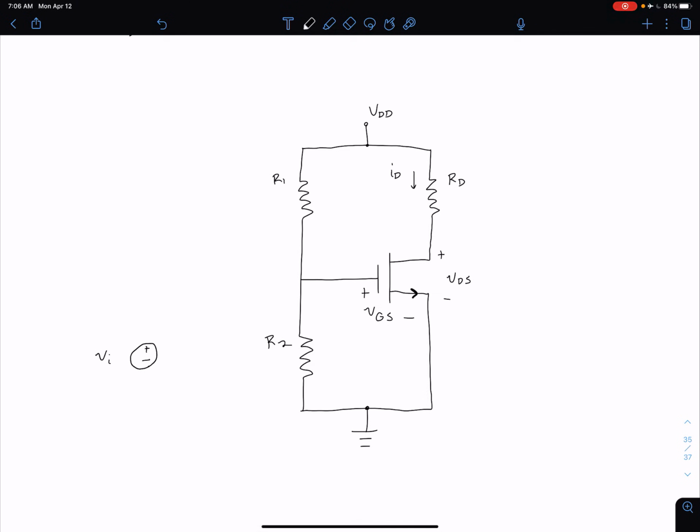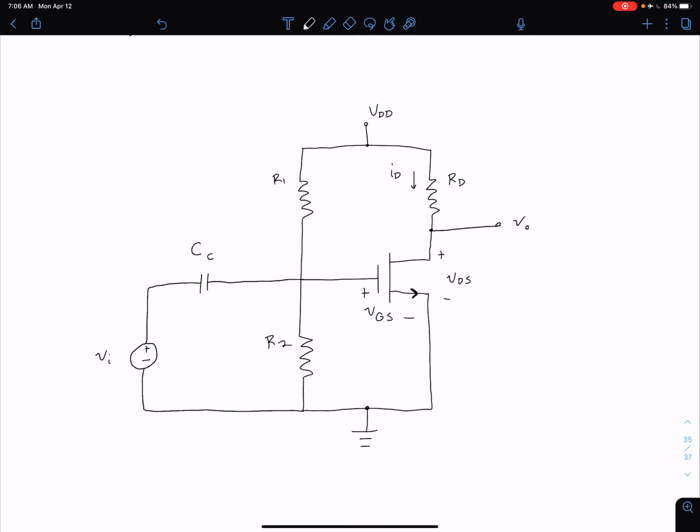So lowercase v, lowercase i indicates this is a small signal voltage, and I can connect that with a coupling capacitor. Remember, the coupling capacitor is going to appear like an open circuit to DC signals and a short circuit to AC signals. So we want to choose a value of that coupling capacitor that is appropriate based on the frequency of our AC signal. And then I can define my output as being at the drain. Depending on our amplifier configuration, our input and output might be at different places, and again, that's what we're going to come back to a little bit later.